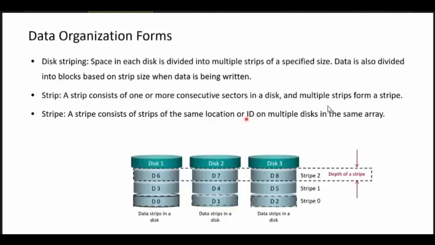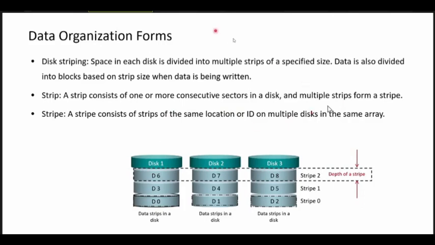For RAIDs to work, we need to understand what we call the data organizational forms. So you have disk striping. Basically, the space in each disk is divided into multiple strips of a specified size, usually about 512 or something like that. Data is also divided into blocks based on the strip size when data is being written. A strip consists of one or more consecutive sectors on a disk, and multiple strips form a stripe. A stripe consists of multiple strips of the same location or ID on multiple disks in the same array.